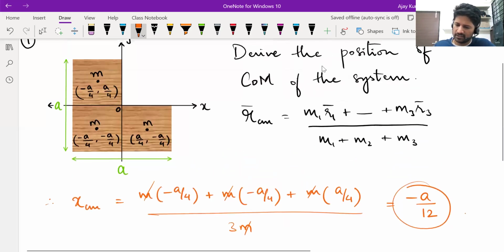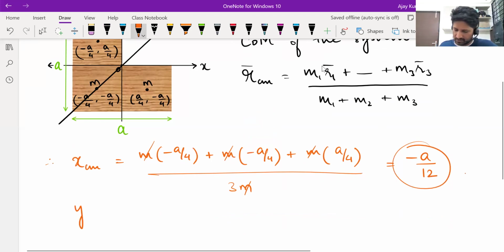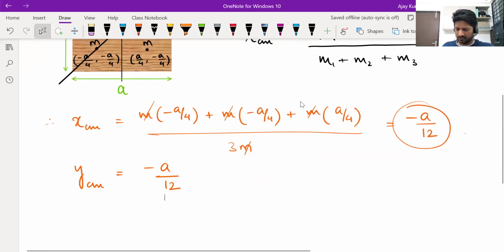Okay, and finding the y coordinate is not very difficult. This system actually, if you observe, it has a line of symmetry. This is the line of symmetry passing through the origin. And you know that if a system has a line of symmetry, center of mass should lie on that line. Now this line, as you know, is y is equal to x. Both x coordinate and y coordinate will be the same for that line. So if x coordinate of center of mass is minus a by 12, then the y coordinate of center of mass, you can calculate if you want, but I can directly tell it will be minus a by 12 itself. Therefore the position of center of mass of this system is minus a by 12 comma minus a by 12.